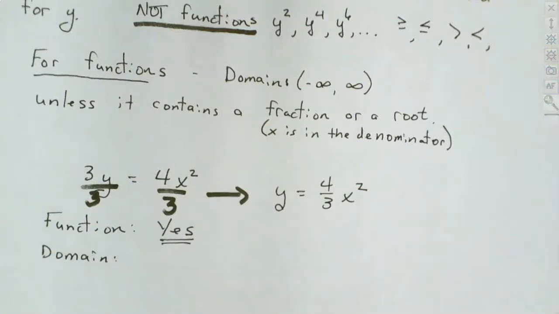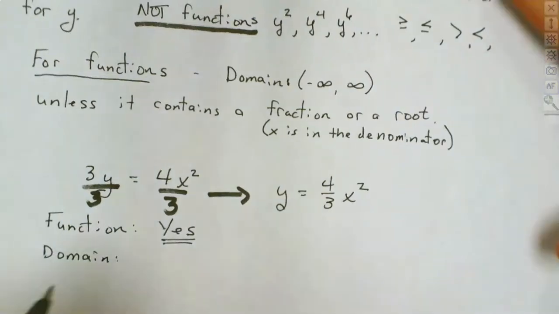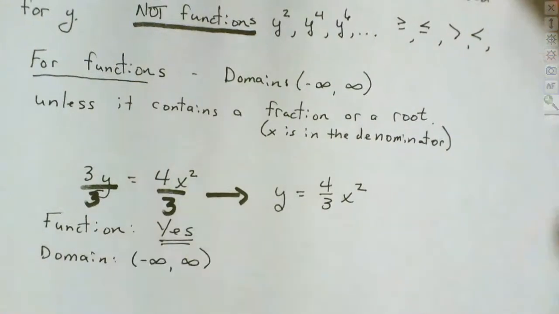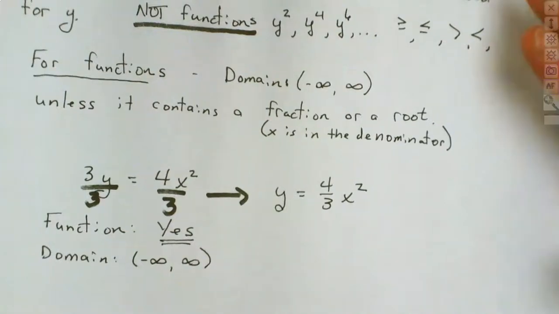Now, what about the domain? This is the easier part, I think, but students sometimes get confused. Do we have any fractions? No. Do we have any square roots? Now, you can have a square, but you cannot have a square root or any roots at all. Do we have a square root here? No. So no fractions, no square root. So my domain would then simply be negative to positive infinity. No roots, no x in the denominator, no fractions.